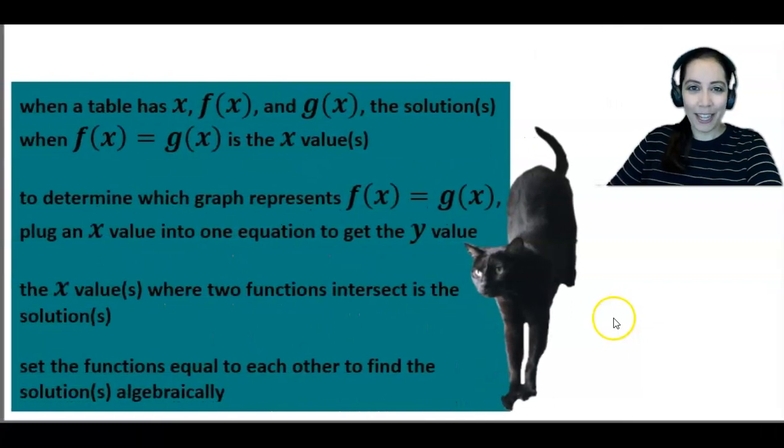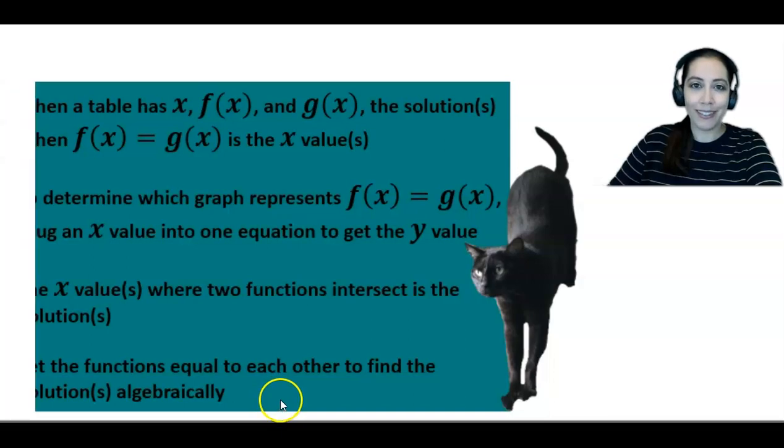Chloe is here with her latest tips and tricks. She wants you to know when a table has x, f of x, and g of x, the solution when f of x equals g of x is the x value. To determine which graph represents f of x equals g of x, plug an x value into one equation to get the y value. The x value where two functions intersect is the solution. Set the functions equal to each other to find the solution algebraically.